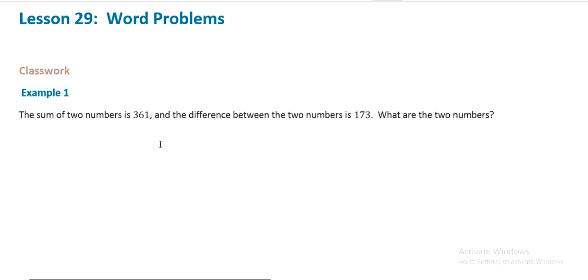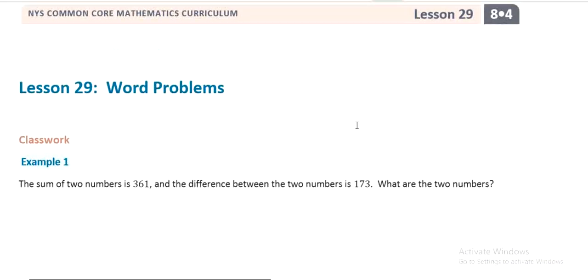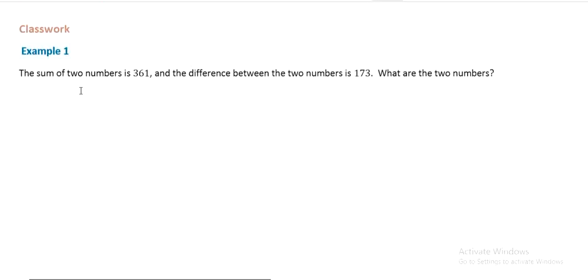This is the video for example 1 from lesson 29 in the grade 8 module 4 book found on page 180. So in example 1, starting off kind of simple in this lesson, it just gives us the sum of two numbers is 361. The difference between the two numbers is 173. What are the two numbers?